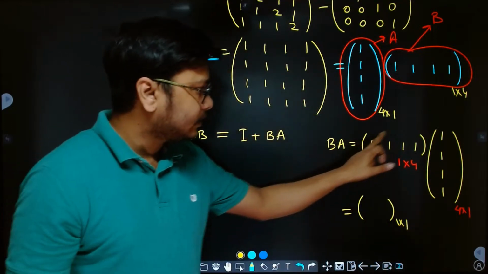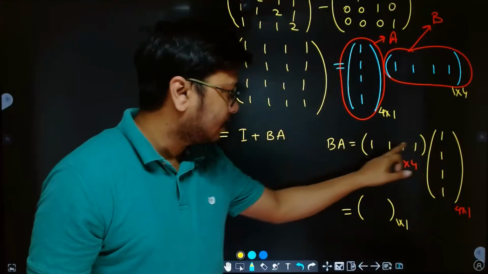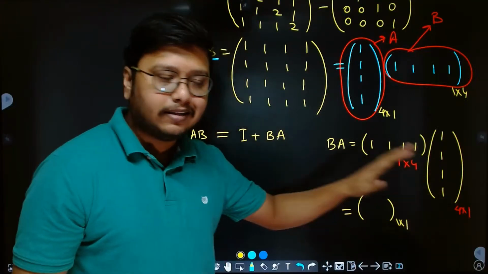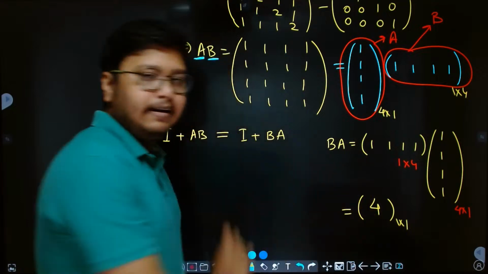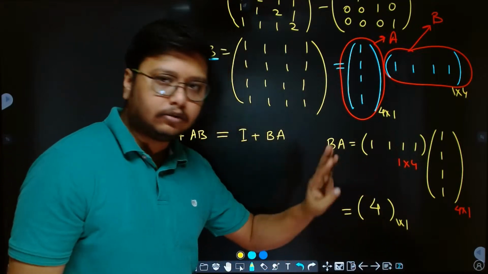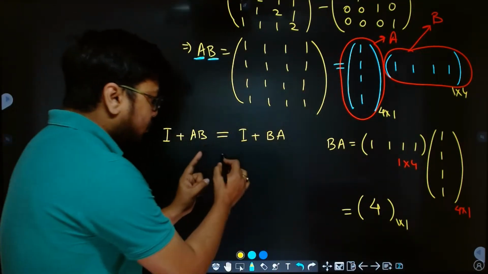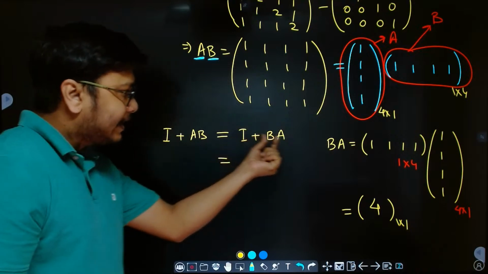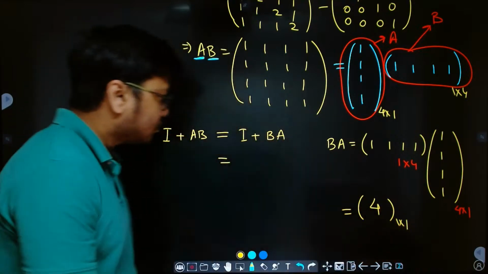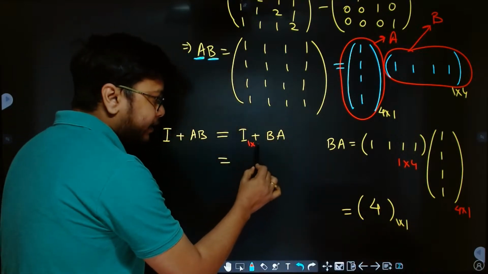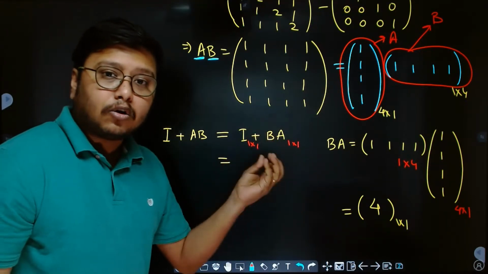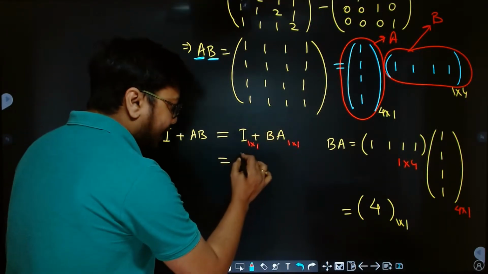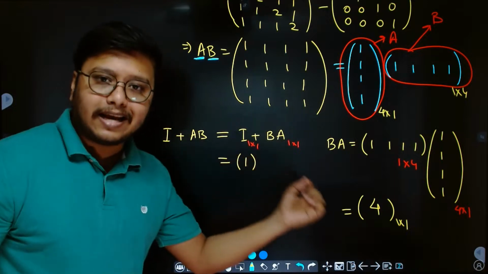And if I do the multiplication, 1 into 1 plus 1 into 1 plus 1 into 1 plus 1 into 1, that will be how much? 4, right? So this is a single entry matrix, or a single value, whose value is 4. So now as I told, identity will have the same index as that of BA. BA is a 1 cross 1 matrix, so identity also has to be a 1 cross 1. A 1 cross 1 identity is an element which only has the entry 1, right?